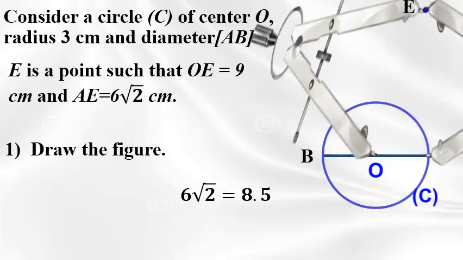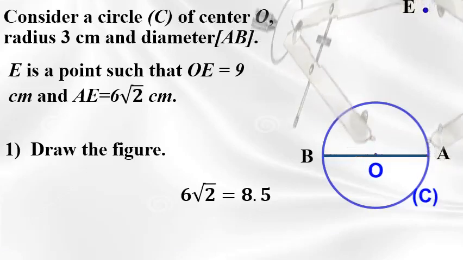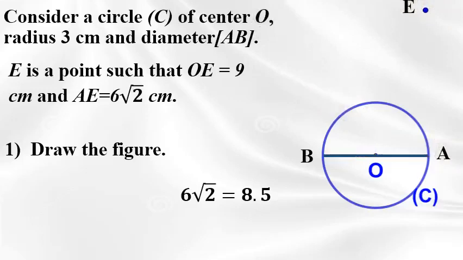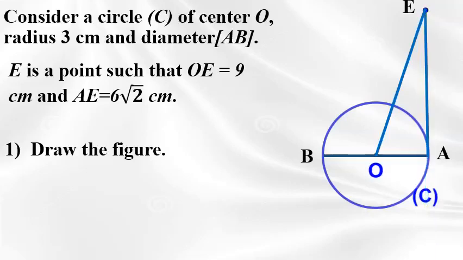The intersection point between these two arcs will be the point E, because E must have the distance between E and O equal to 9 centimeters, and at the same time the distance between E and A equal to 6 square root of 2, which is 8.5 centimeters. This is how we draw the point E. So we draw the line between E and O, and another line between E and A. OE cuts the circle C at H. So the intersection point between OE and the circle C is called H.